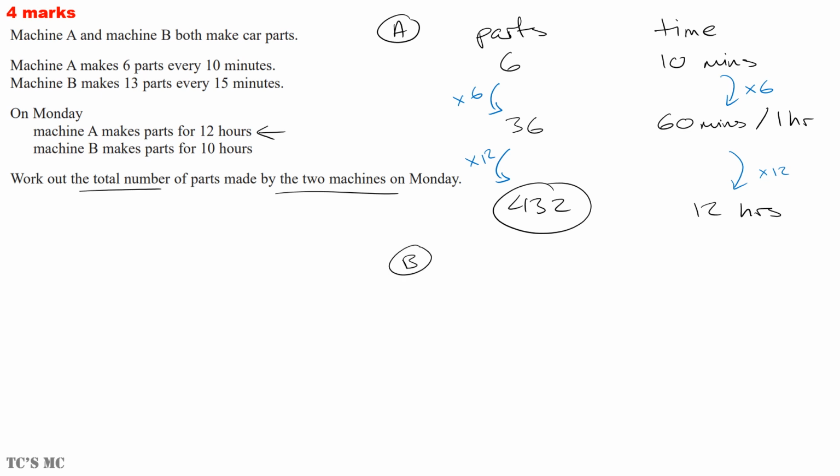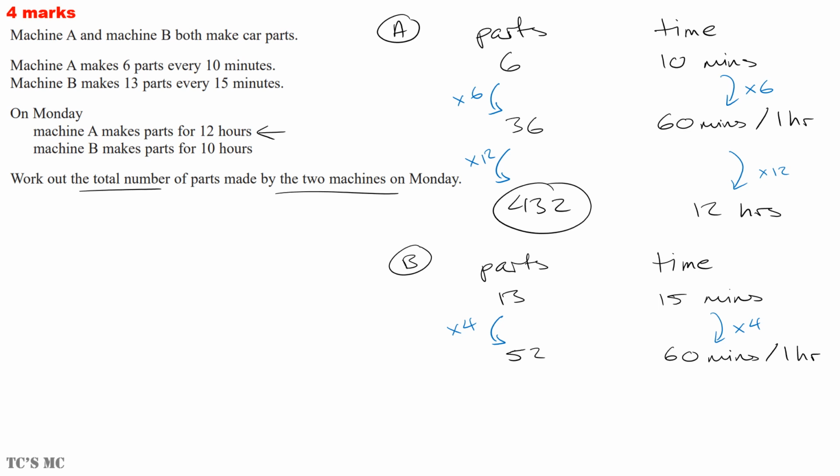Go on to Machine B. Again, we've got parts and we've got time. We're told that Machine B makes 13 parts every 15 minutes. Again, convert that into 60 minutes, otherwise known as an hour. How do we go from 15 minutes to 60 minutes? We need to multiply by 4. Do the same on the other side. So 13 multiplied by 4 is 52.